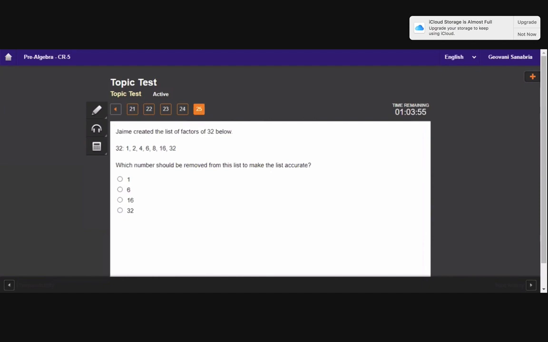Jamie created the list of factors of 32. Okay, so she or he created the factors, so all of those numbers should be able to divide 32. Which number should be removed from this list to make the list accurate? 6. Let me see. Yep, that's the only one that doesn't divide it. The rest of them are good.